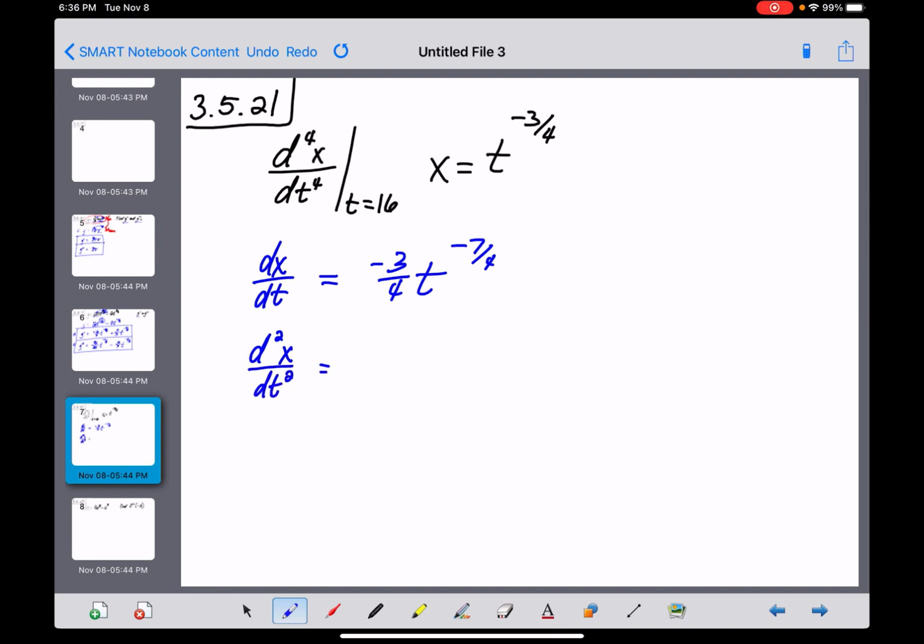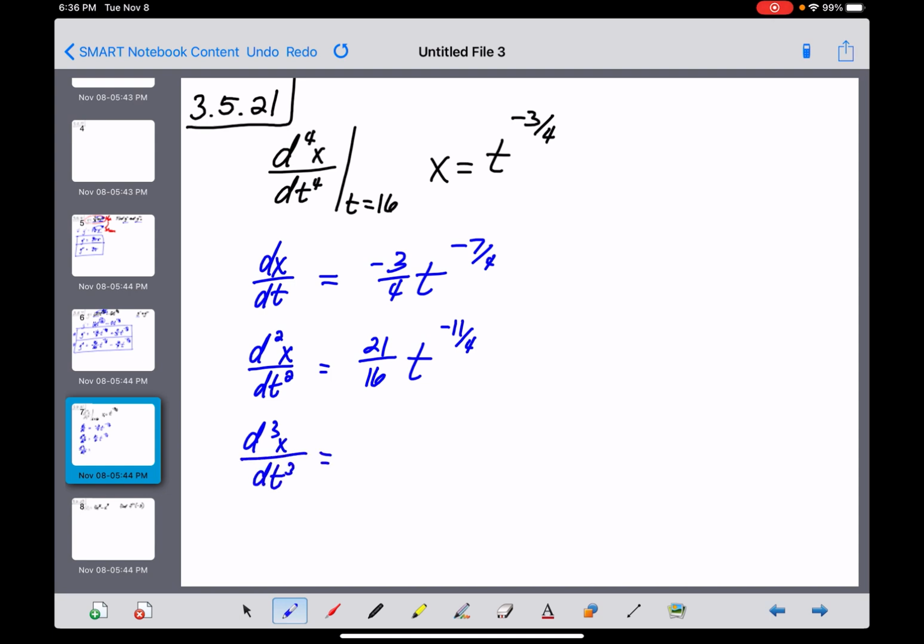All right, power rule again. The negative 7/4 is going to get multiplied by the negative 3/4 to give us a positive 21 over 16, and now we have a t to the negative 11/4. All right, guys, negative 7/4 minus 1 is going to be a negative 11/4. Third derivative now, d3x over dt3.